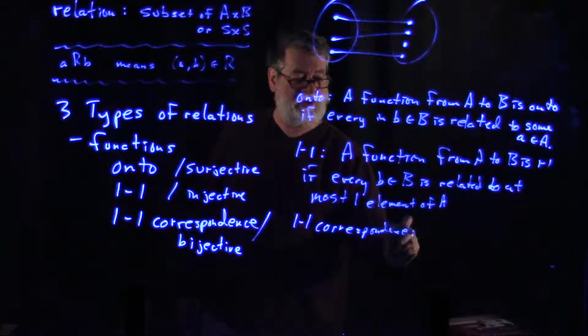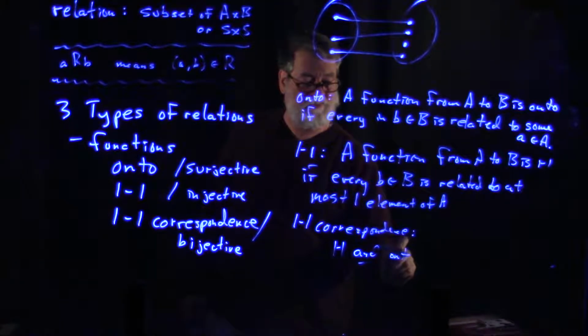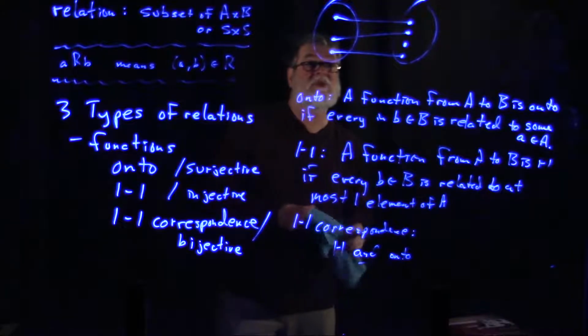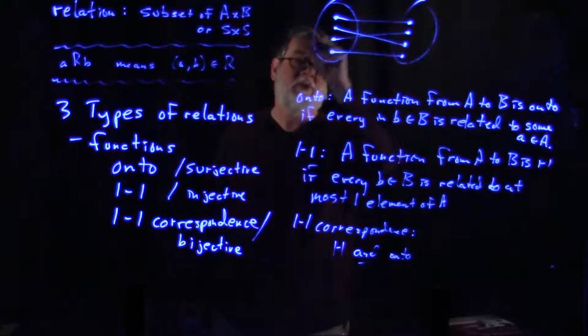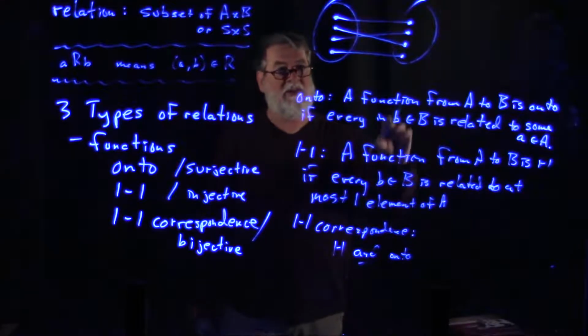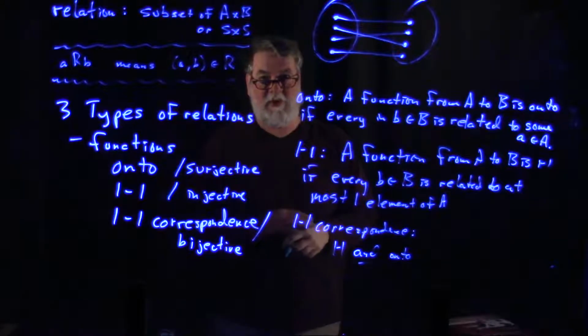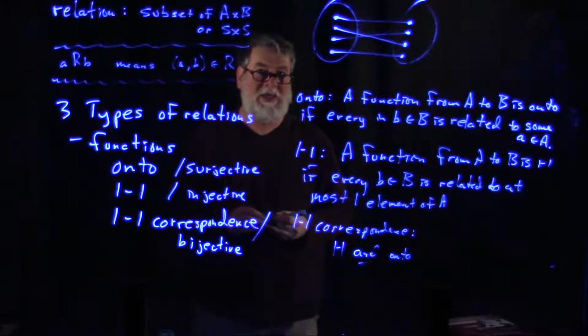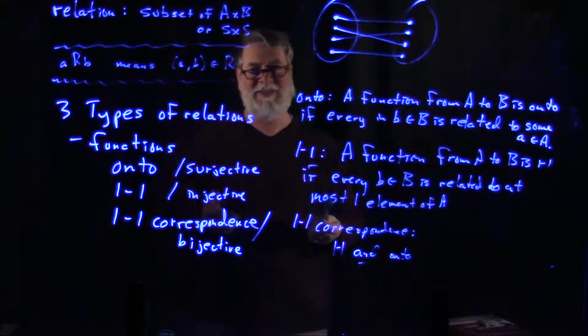A 1 to 1 correspondence is really simple. It just means 1 to 1 and onto. So if something's 1 to 1 and onto, every element in B has exactly one element in A that's related to it. Nothing over here has more, nothing over here has less. Now, if you think about it with 1 to 1 correspondences, they can only happen where the sets are the same size for finite sets. Actually, for infinite sets too.